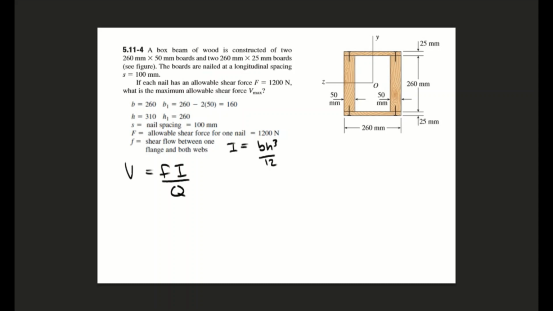That's going to be pretty straightforward, but because it has a hole in it, you have to do a little bit more. We do the outside first: 0.26 by 0.31 cubed over 12. This whole distance right here is the 0.31. Then we have to subtract the inside inertia, which is this guy, so that is going to be 0.16 times 0.21 cubed over 12. That is our inertia.